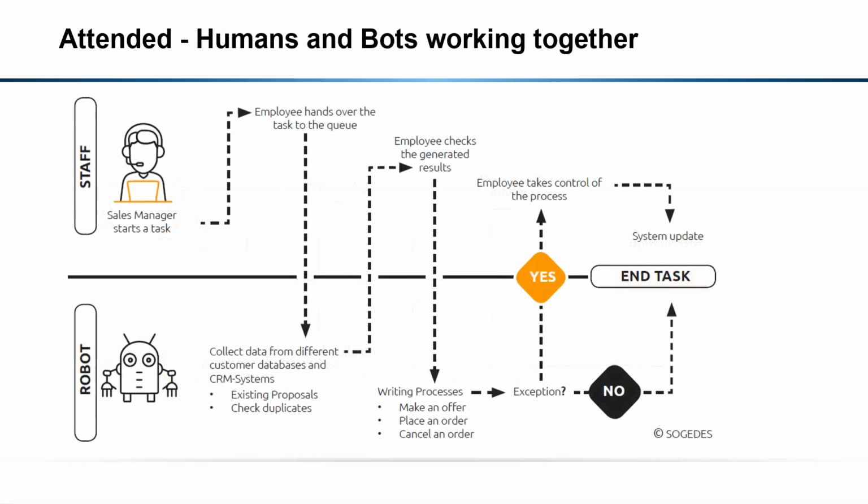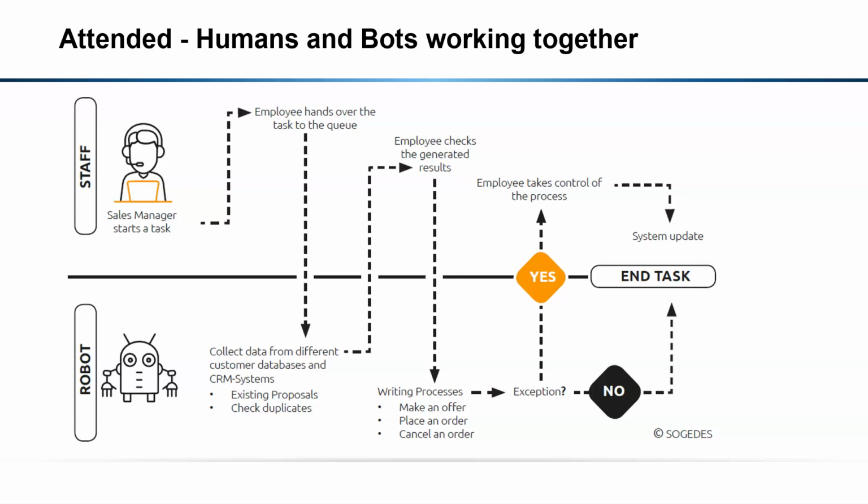To take a scenario of humans and bots working together, let's say a sales manager starts a task, and the employee hands over the task to the queue. And here the RPA bot collects data from different customer databases, CRMs, existing proposals, and duplicates. And then the employee checks the generated results, and then creates an offer for a customer. If it is a normal case, the sales manager has to look at all the previous quotations and then prepare a new quotation for the customer. But in this case, the sales manager is asking the bot to create an offer and then create an order if required.